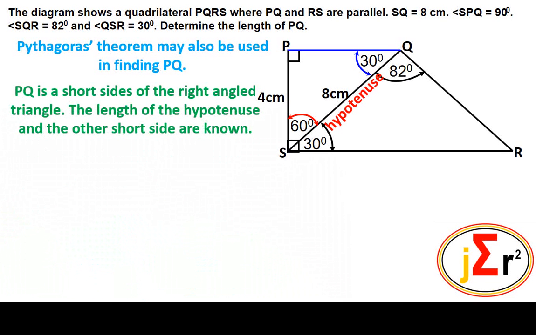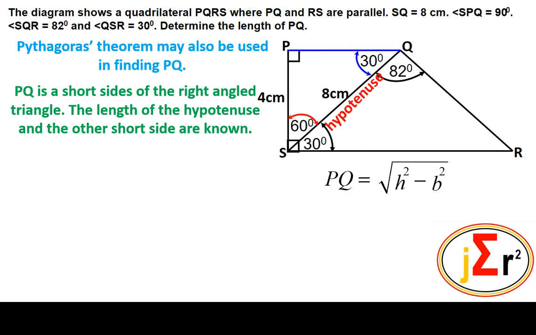PQ is a short side. The side that we intend to find is PQ. PQ is one of the short sides of the right-angled triangle. The length of the hypotenuse and the other short side are known. PQ is what we need to find. We know the length of the other short side. Of course, PQ is one of the shorter sides. And we also know the length of the hypotenuse.